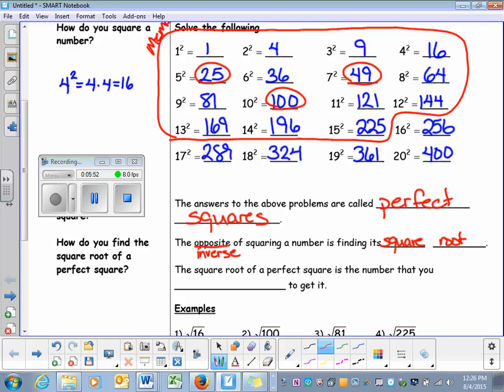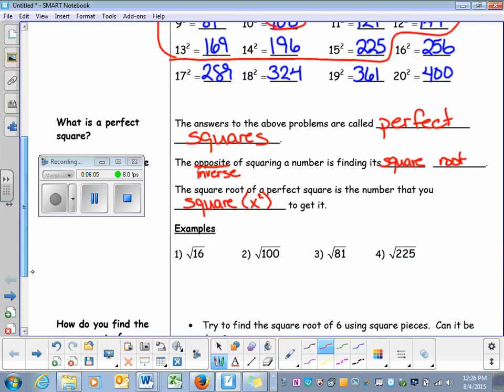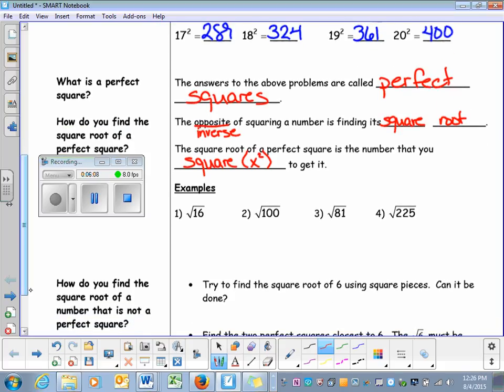So the square root of a perfect square is the number that you square or raise to the second power to get it. So let's think about this. 16. 16 is 4 times 4. So the square root of 16 equals 4. 100 is 10 times 10. So the square root of 100 is 10. 81 is 9 times 9. So the square root of 81 is 9.